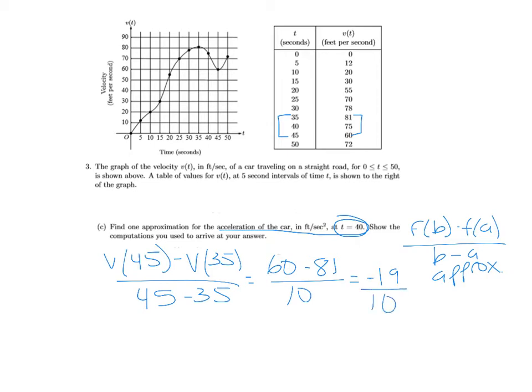Let's see, show computation used to arrive at your answer. And that's it. So this is an old problem. I think this is from 1998. So this is pretty straightforward. We see a lot harder versions of this with the more newer problems.